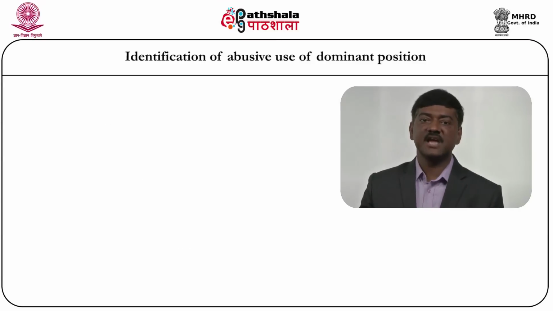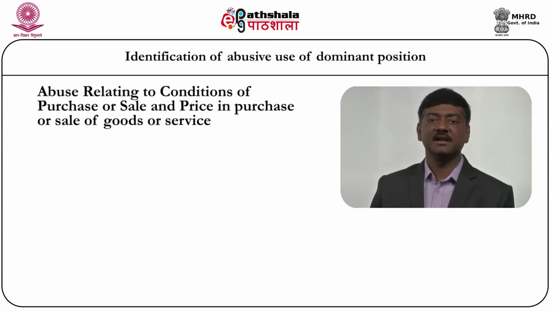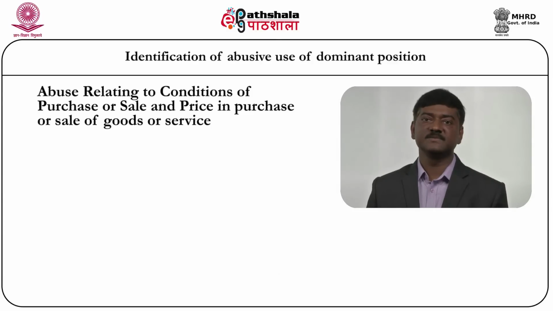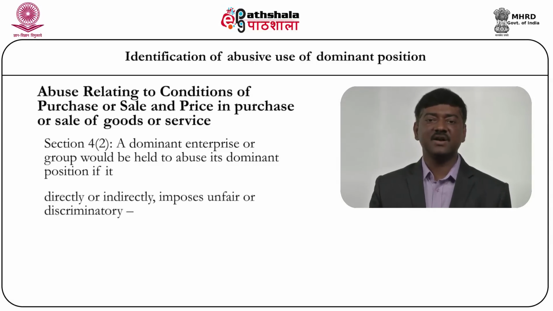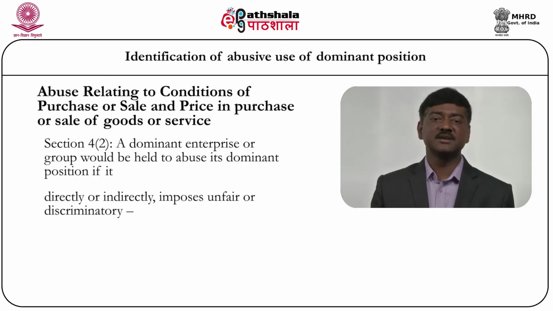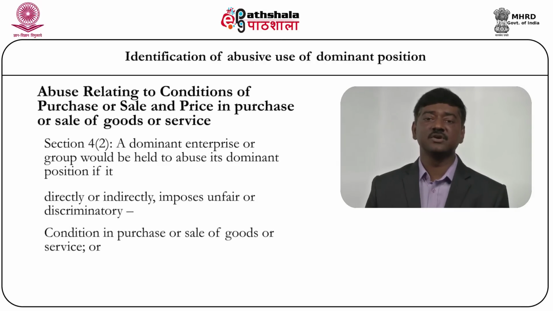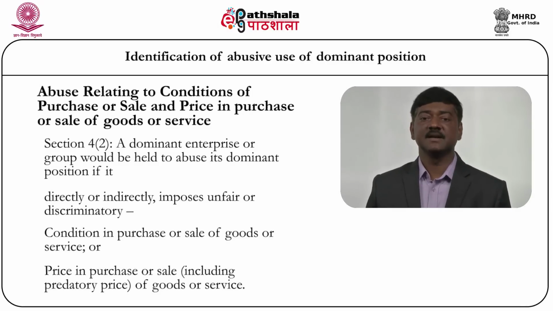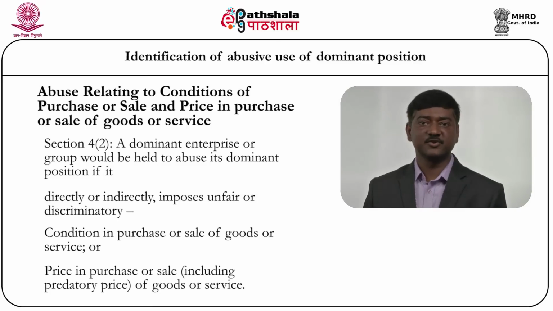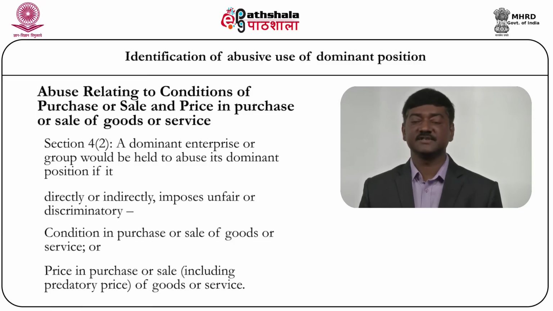The first category is the abuse which relates to conditions of purchase or sale and price in purchase or sale of goods. It is basically bifurcated into 2 parts, so we say 4(2)(a)(i) and 4(2)(a)(ii). Section 4(2)(a)(i) says a dominant enterprise or group would be held to abuse its dominant position if it directly or indirectly imposes unfair or discriminatory conditions in purchase or sale of goods or services, or price in purchase or sale including predatory pricing. Predatory pricing is expressly mentioned here, and it has also been defined in the explanation, which we will see, of goods or services.